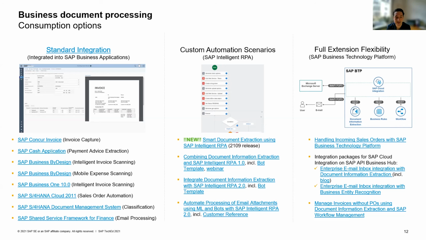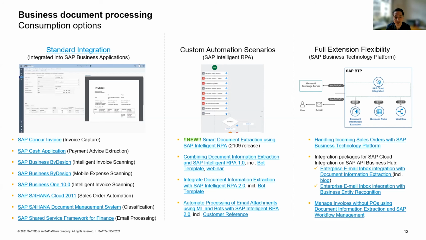And as of 2021 release, you'll also be able to consume this service for sales order creation within the on-premise option of S/4HANA. You'll find the services for classification also in SAP S/4HANA document management system, or as mentioned before, you can combine the services in the shared service framework of SAP.